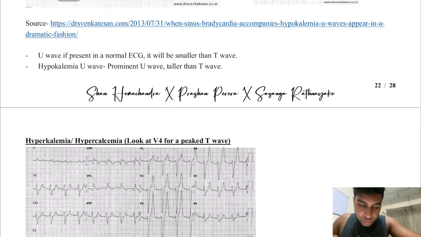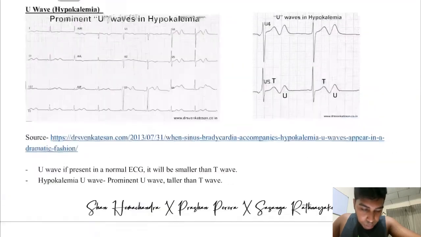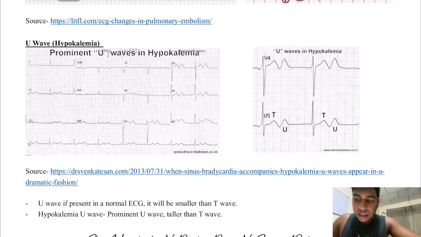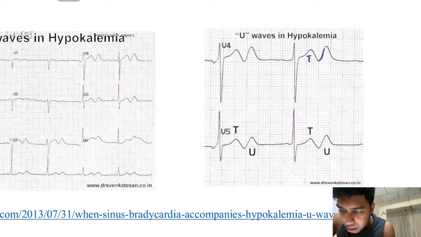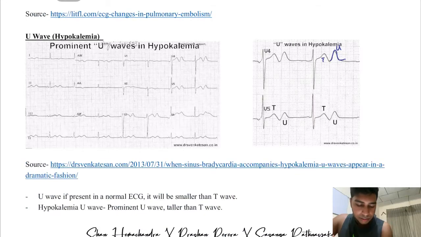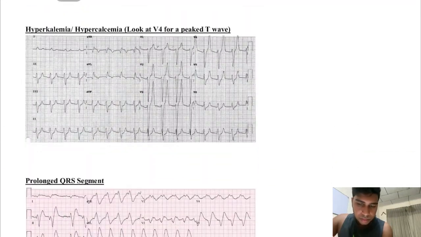Next we have the U waves, which are seen in hypokalemia. Now a U wave can be normal if it is present, but if it is bigger than the T wave, here's the T wave, if it is taller than the T wave, P, Q, R, S, T, U, it is a condition of hypokalemia.